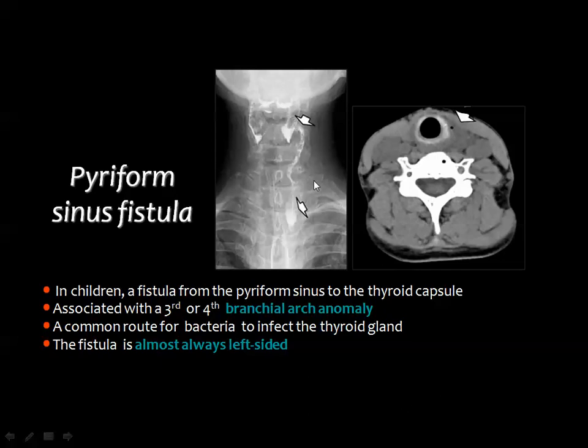And here is a good example. You see by oral contrast the fistulous tract leading from the piriform sinus to the thyroid gland, and here the thyroid is relatively swollen, and see this air loculus, which is suggestive of inflammation.